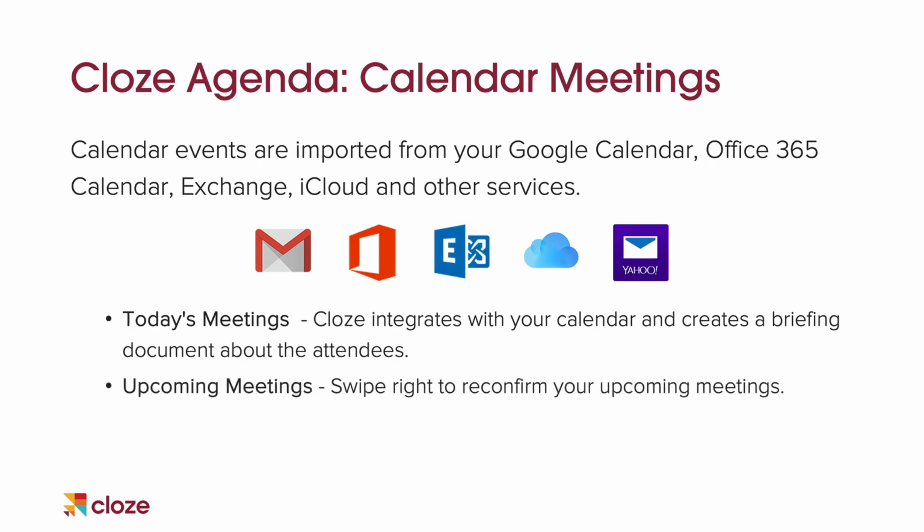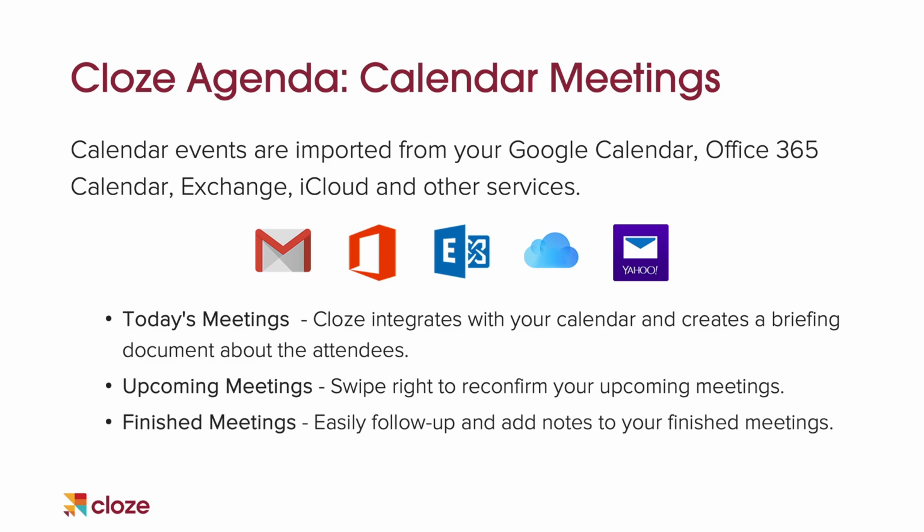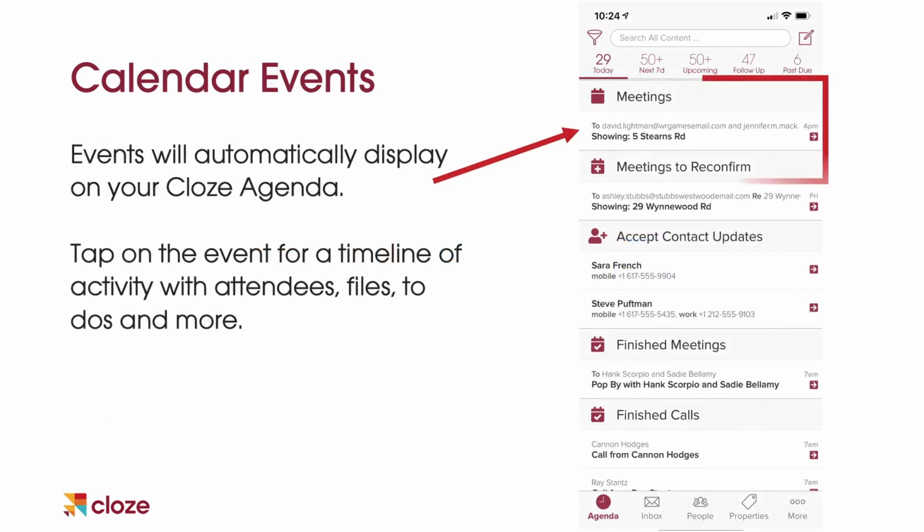Upcoming meetings, so if you have meetings later in the day, you can swipe and reconfirm. You can tap on that meeting and see a full dossier of all the past communications and documents and things like that. And then finished meetings will also be there. As the day progresses, you have a meeting, you'll see it at the bottom of the agenda as a finished meeting. It looks like this. I got a meeting coming up here on the top, and then the finished meeting at the bottom there.